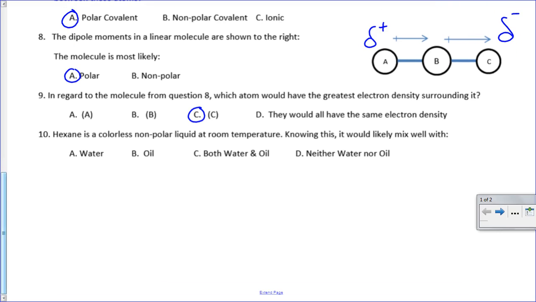Number 10, hexane is a colorless nonpolar liquid at room temperature. Knowing this, it would most likely mix well with. Okay, so if it's nonpolar, it's going to mix with other nonpolar things. All right, so it would mix with oil, because oil is nonpolar. Water is polar. I expect you to know that about oil and water, so make sure that that's something that you know.